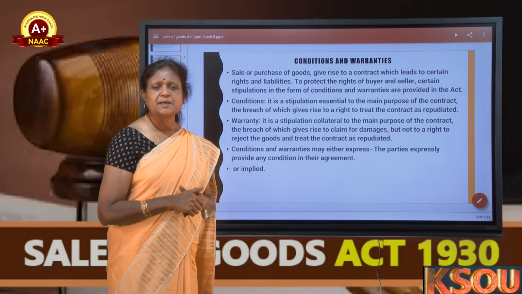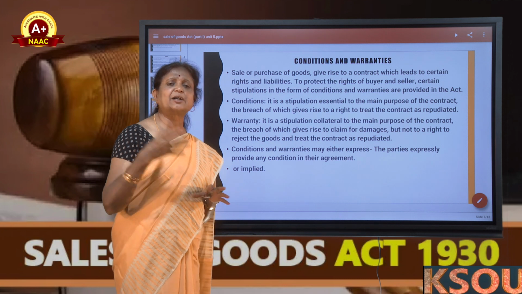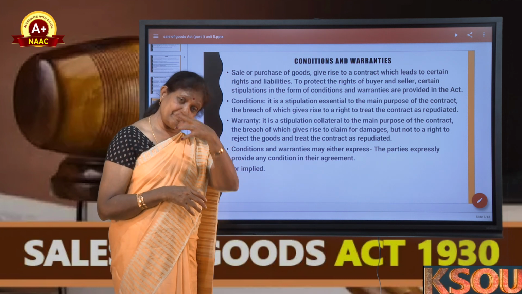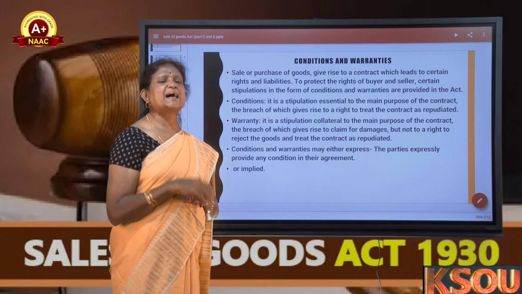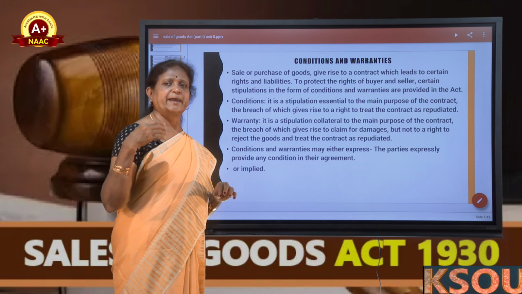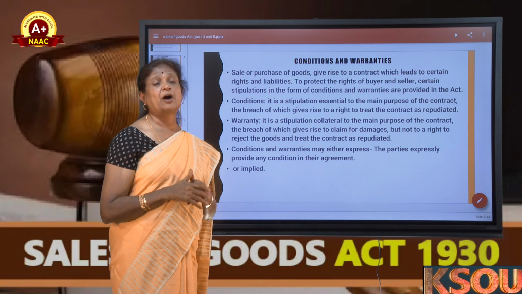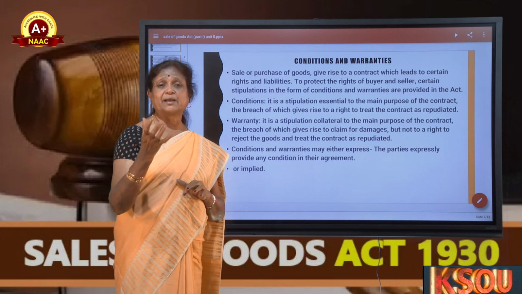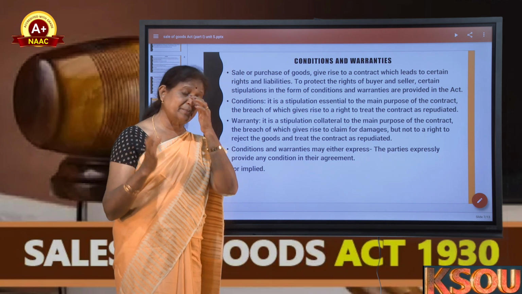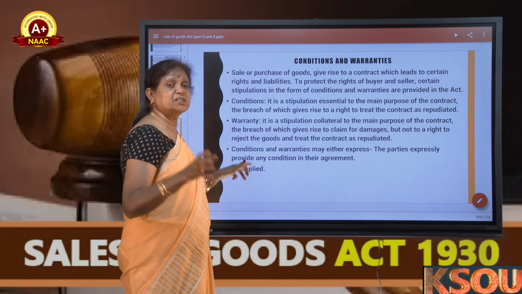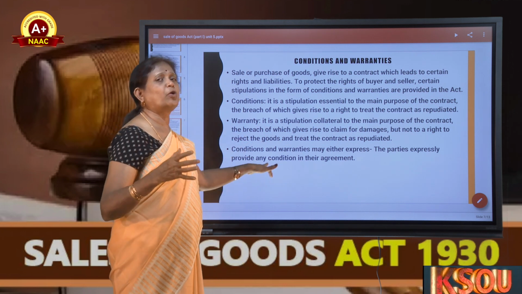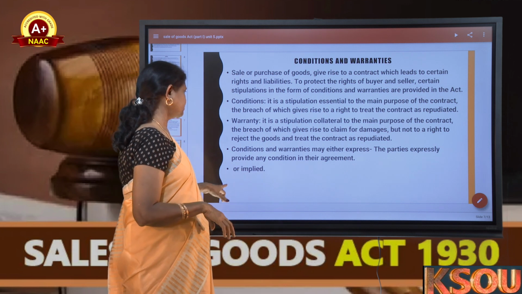marriage. Suppose the girl has not made the payment for the sari, the seller can file a suit against the buyer after the marriage also. But giving the sari is very much essential before that date, and hence the condition is very important. It is a collateral, it is a warranty.